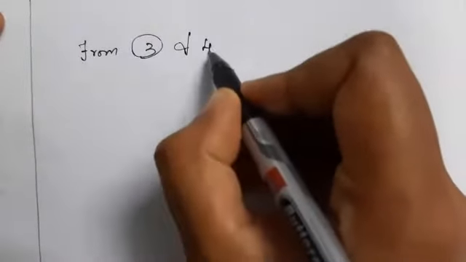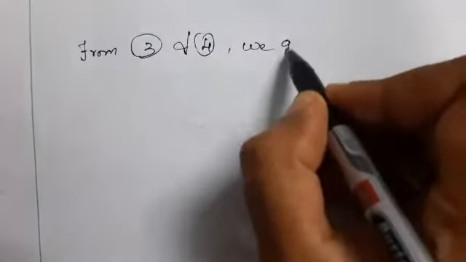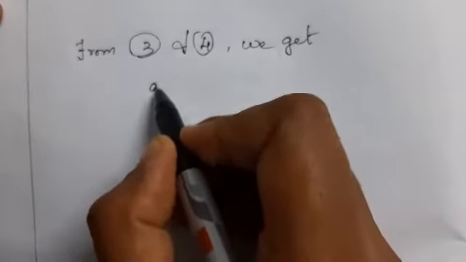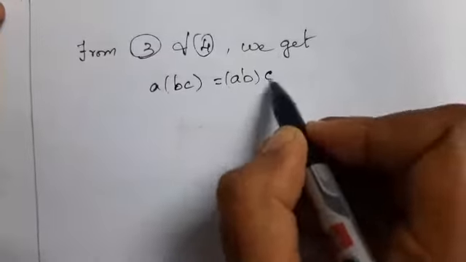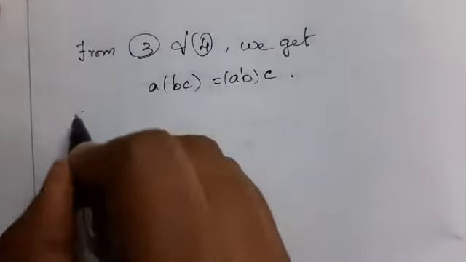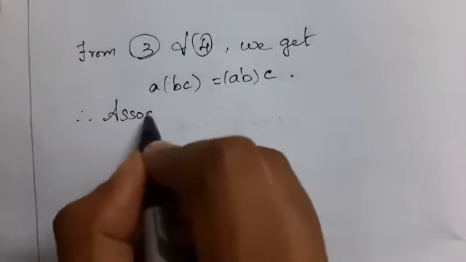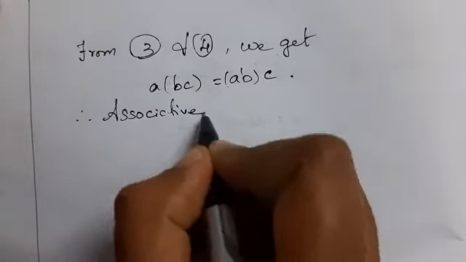From 3 and 4 we get A into BC is equal to AB into C. Therefore associative property for multiplication is verified.